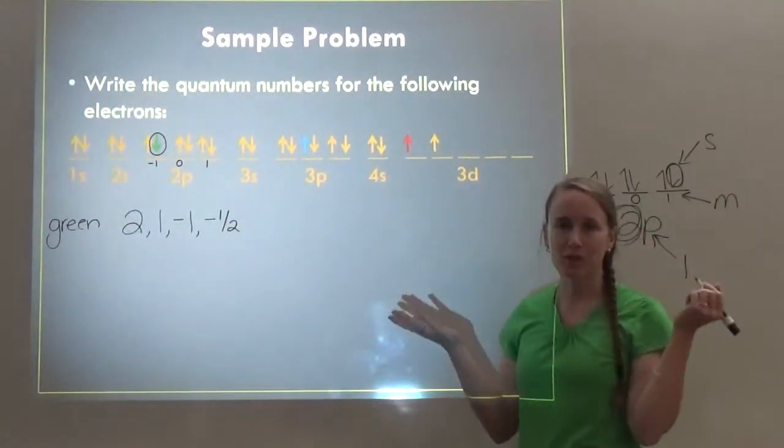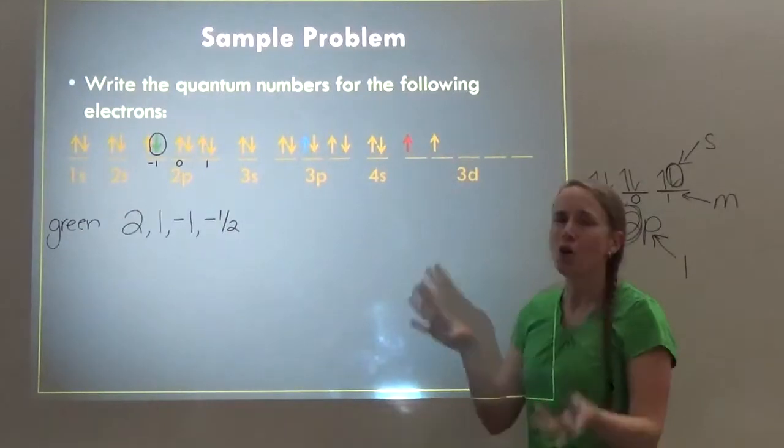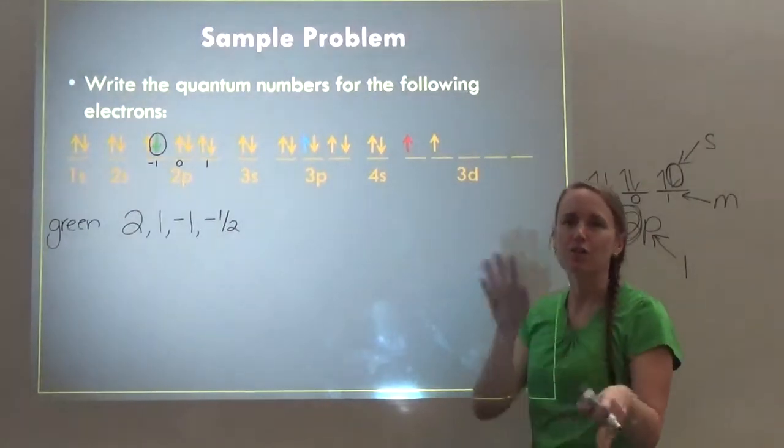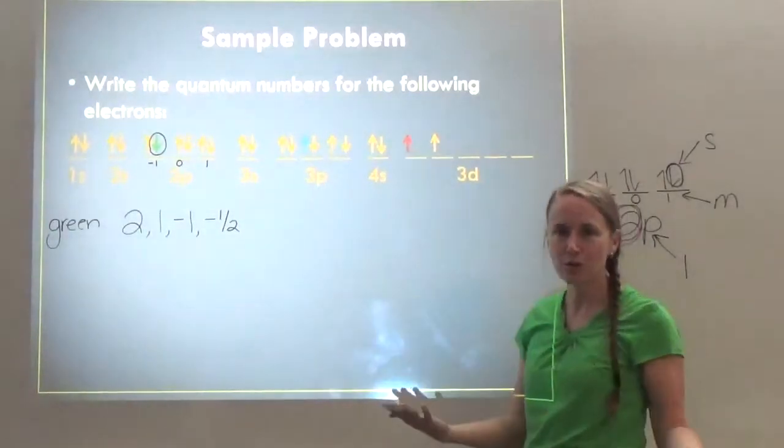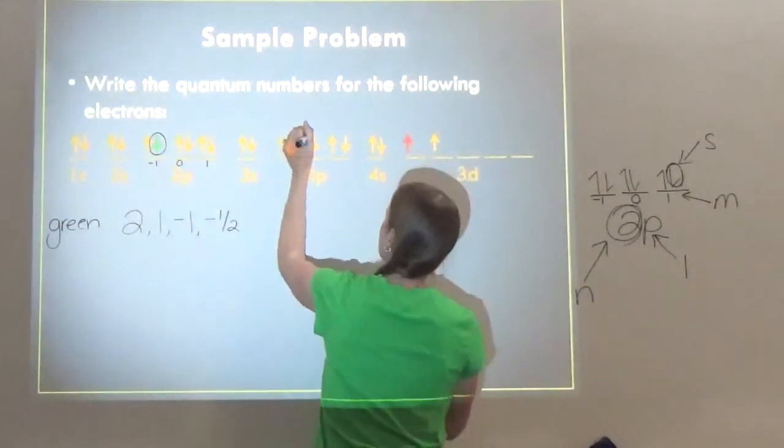Super easy. I love quantum numbers. Like, it's easier than me having to be like, oh, okay, it's like the down electron in the first orbital of 2p. Instead of having to verbally say all that, you can just say the 4 numbers. All right, so next let's look at this blue one right here.